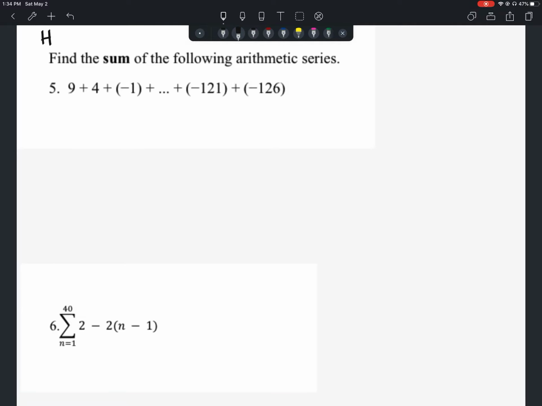All right, this is problem 5 from the H10-8 homework. So we're going to be asked here to find the sum of the following arithmetic series. So we know this is arithmetic already.